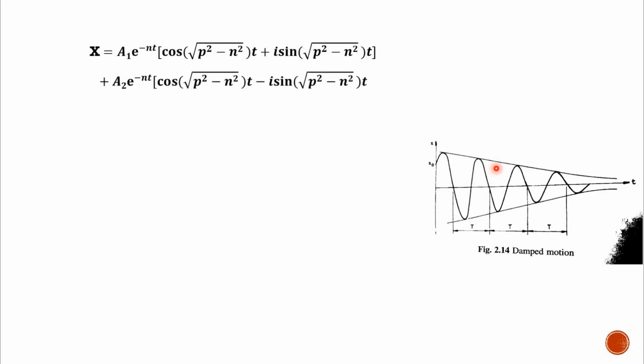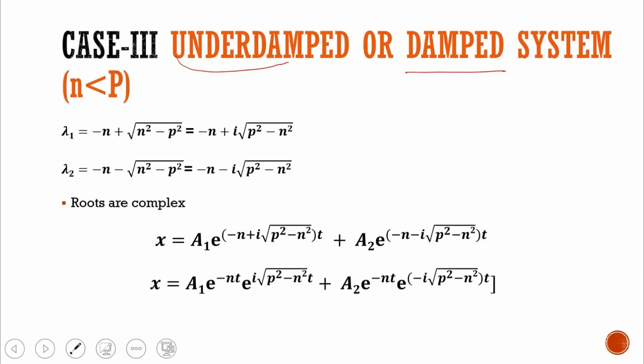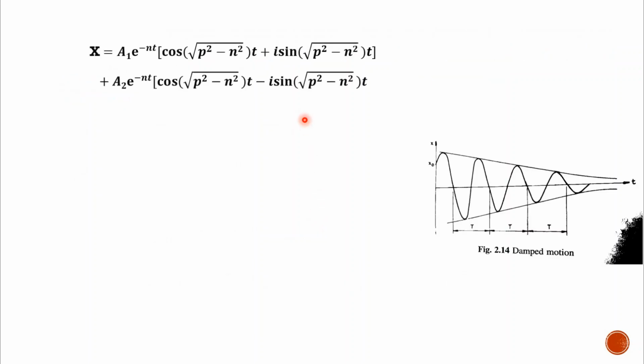As e raised to i x is equal to cos x plus i sin x, e raised to i into root p square minus n square t plus e raised to minus i root p square minus n square t can be written as e raised to minus nt into cos root p square minus n square t plus i sin root p square minus n square t.